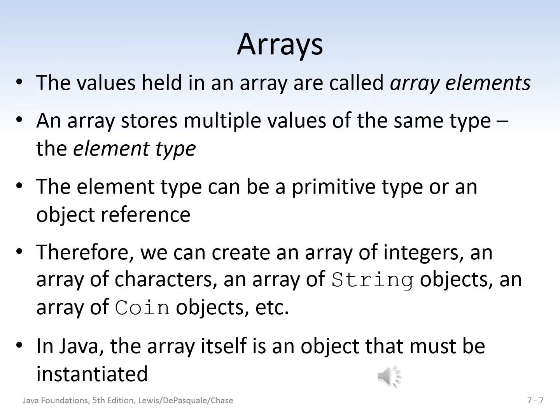The values stored in an array are called array elements. You'll also hear me use the term indexed variables. An array stores multiple values of the same type, that is the element type. You cannot store doubles and ints in the same array. The element type can be a primitive type or an object reference. Therefore, we can create an array of integers, an array of characters, an array of string objects, an array of coin objects, etc. In Java, the array itself is an object that must be instantiated.